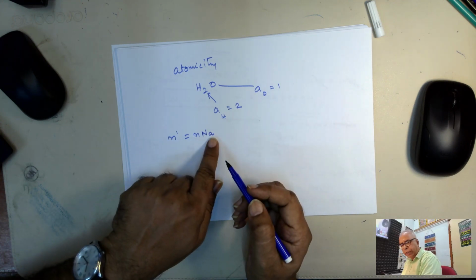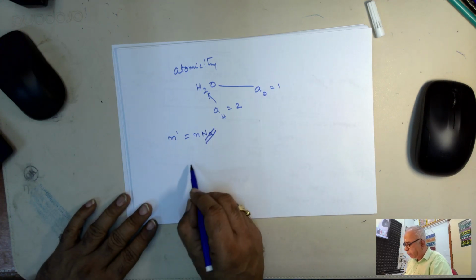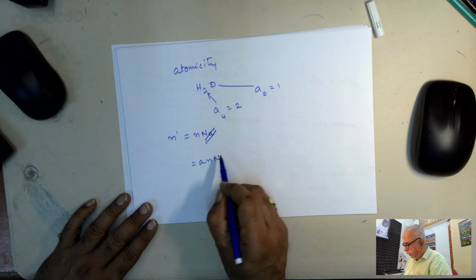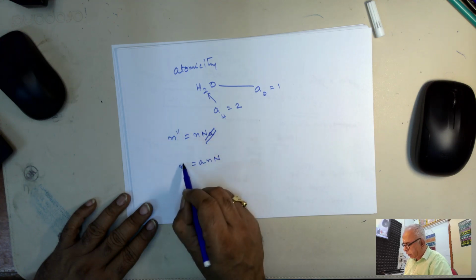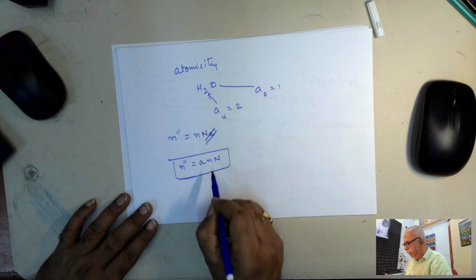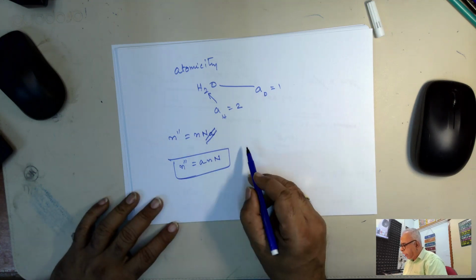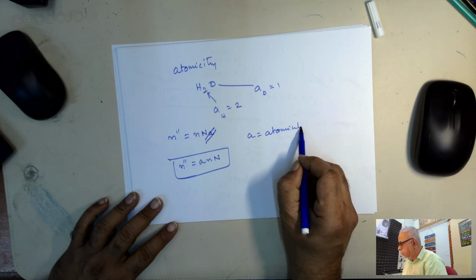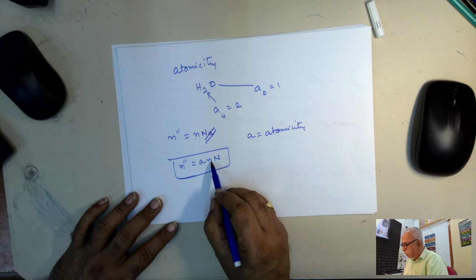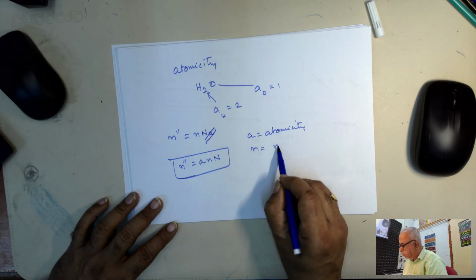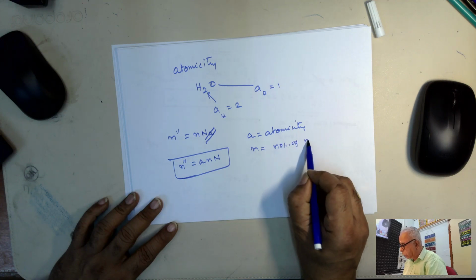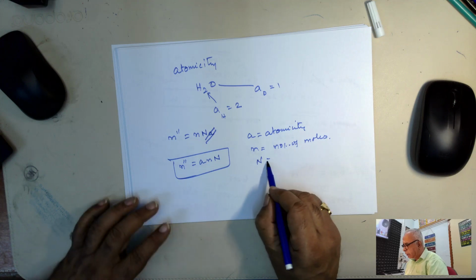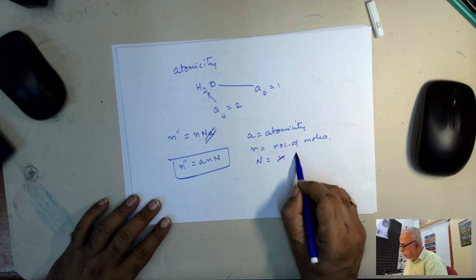Don't mistake that this is sodium, or otherwise let me eliminate. Let me put A into n into N. This is the number of atoms. So we can make use of this formula also, where A represents what? Atomicity, right? And what about this n? That is number of moles, okay? And what about N? N is Avogadro's number.